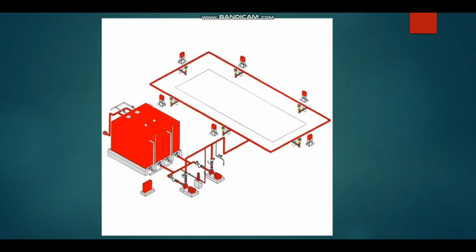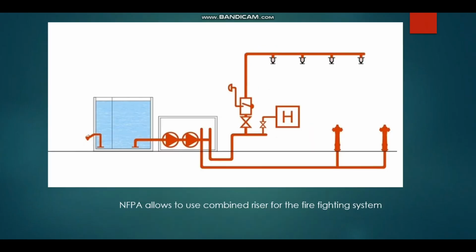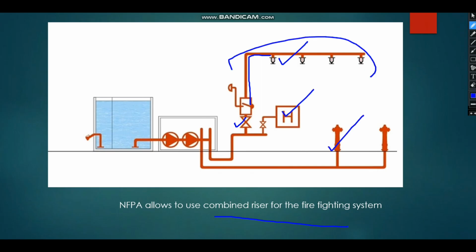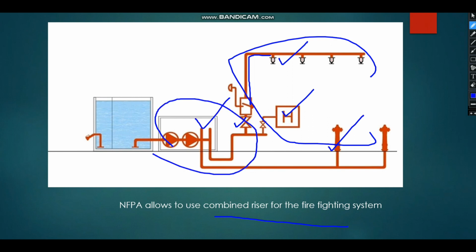Actually, as per NFPA, we are allowed to use the combined system. It includes, like you see here, the alarm check valve, which is monitoring the sprinkler system. We have the fire hose cabinet. Also we have the fire hydrant. All these three systems are supplied by the common firefighting pumps. So it is allowed to use the combined system using a single fire pump set as per NFPA.